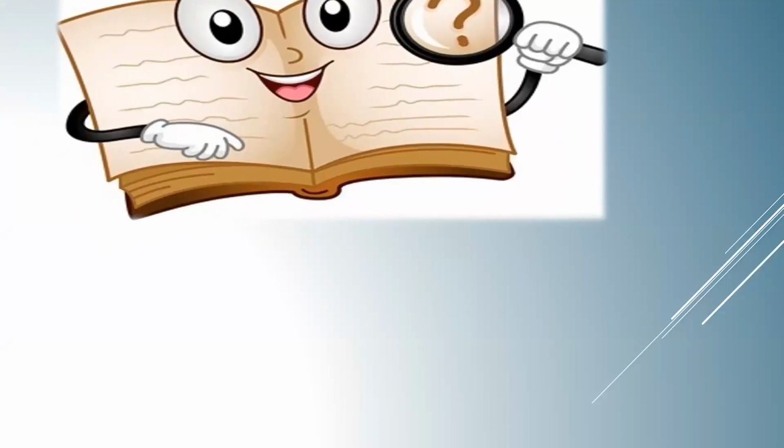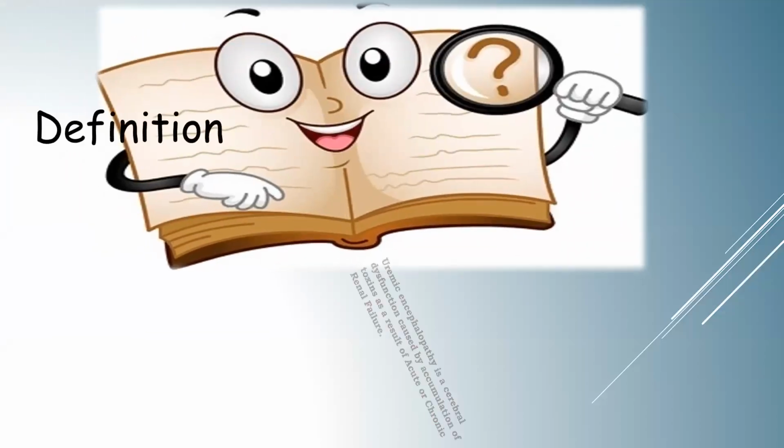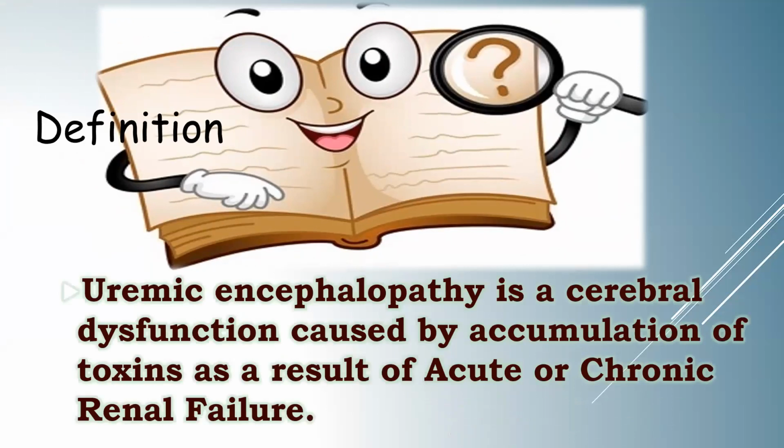Moving on, let us see the definition of uremic encephalopathy. Uremic encephalopathy is a cerebral dysfunction caused by the accumulation of toxins as a result of acute or chronic renal failure. Cerebral dysfunction, or dysfunction of the brain, ranges from complete loss of consciousness as it occurs in coma to disorientation and an inability to pay attention.